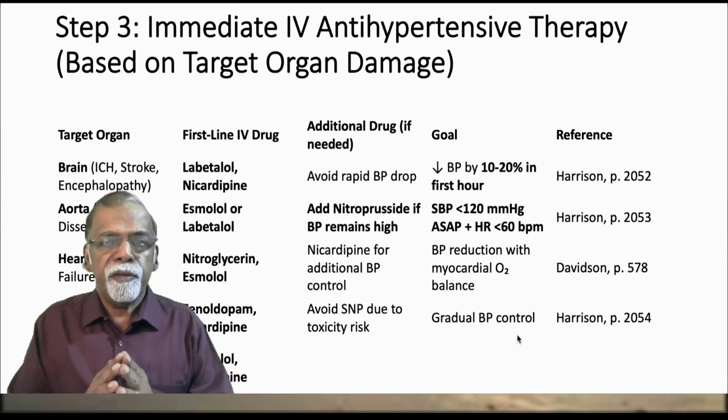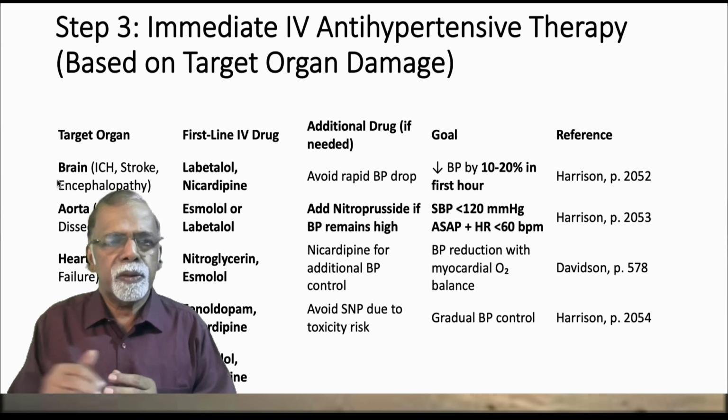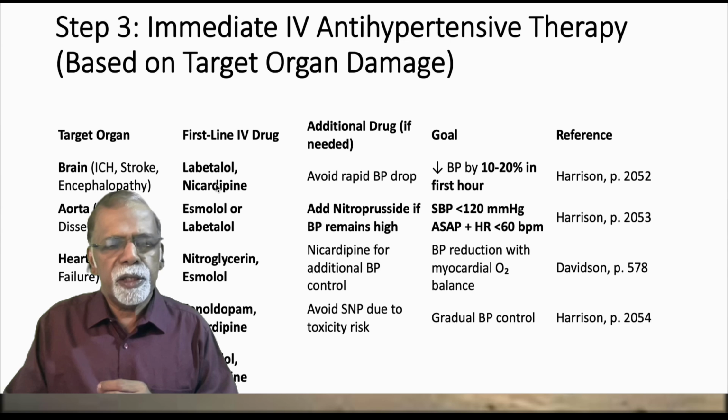Step 3 will be immediate IV antihypertensive therapy based on target organ damage. So here the patient has got hypertensive encephalopathy, that is, the brain is affected. The preferred drugs are labetalol and nicardipine. Sodium nitroprusside is not advised because this can produce vasodilatation. Avoid rapid fall in BP. The target should be that mean arterial pressure should come down by 10 to 20% in the first hour. So here the drug of choice will be labetalol or nicardipine.